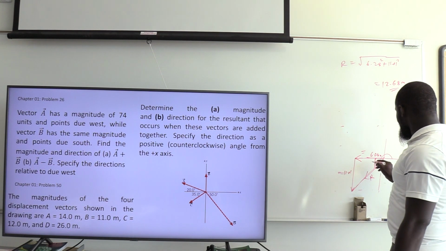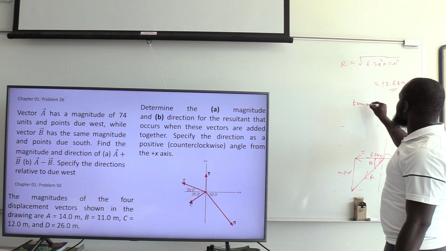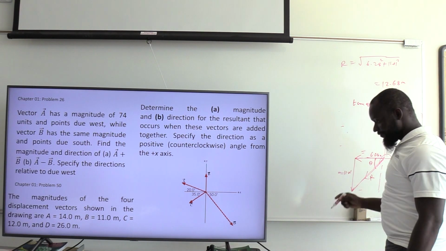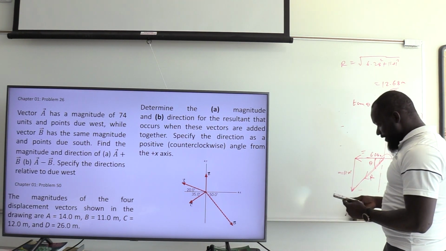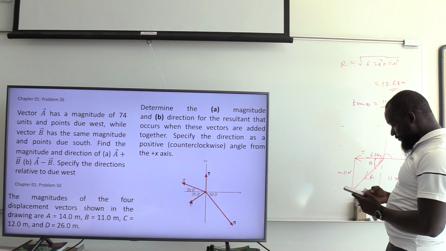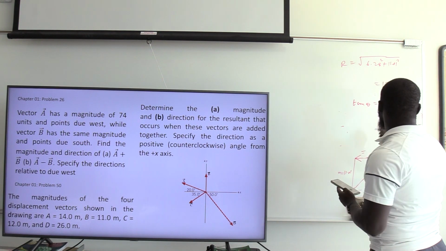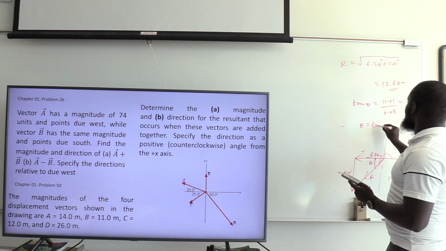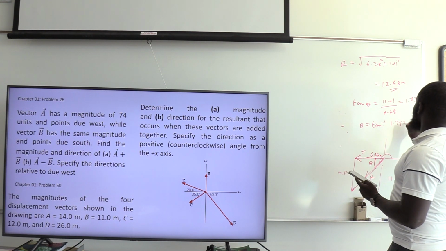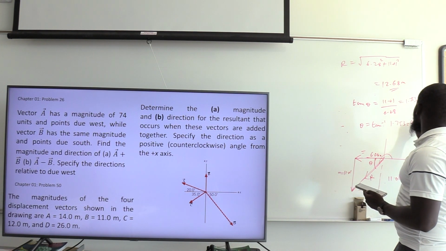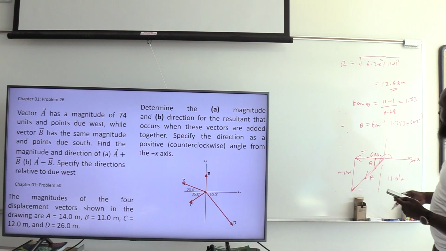So what's the direction? Let me find theta. Tangent of theta is opposite 11.01 over adjacent 6.28. So 11.01 divided by 6.28 is 1.75. So theta is the tan inverse of 1.753. Shift tangent of the answer gives 60.3 degrees. So add that to 180.